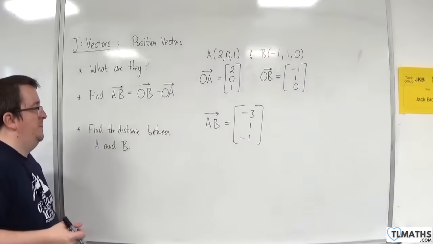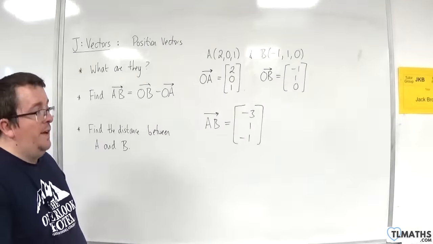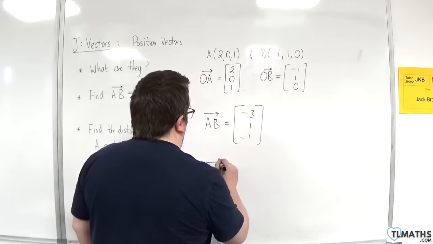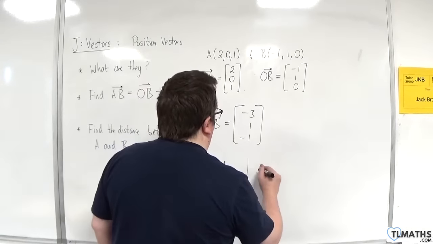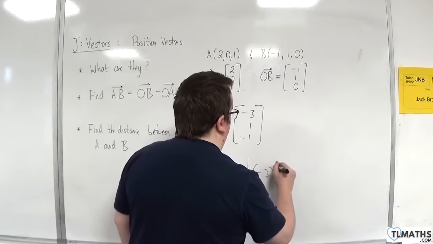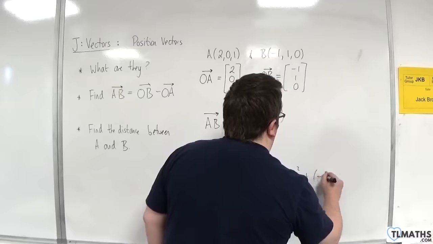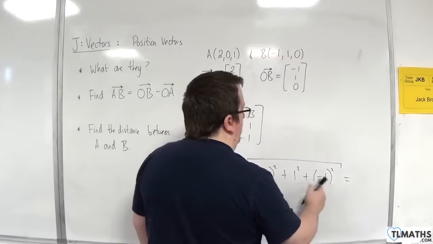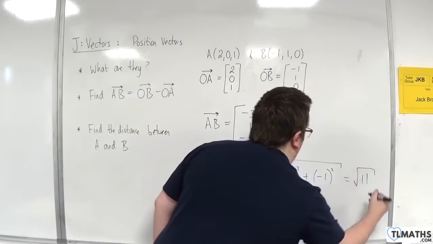Now find the distance between those two points, A and B. Well, I found the vector AB, so I just now need to find its length. So I find the modulus of AB, square root of minus 3 squared plus 1 squared plus minus 1 squared. So 9, 10, 11, so root 11.